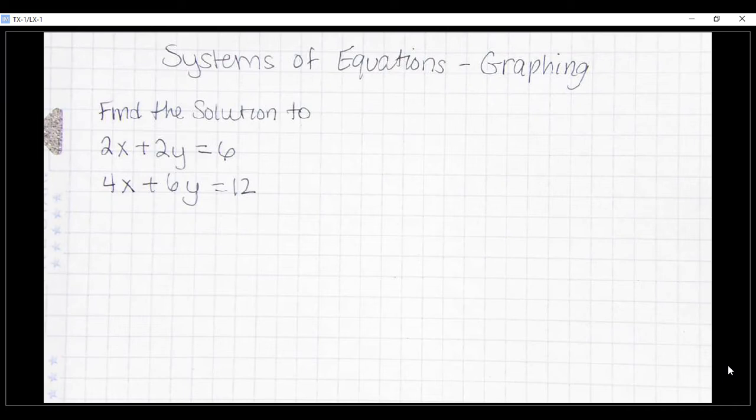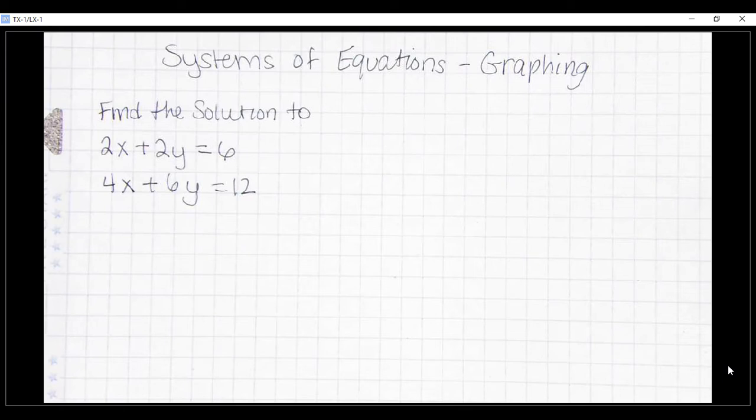What we need to do is find one value for x and one value for y that will solve both of those equations. And the strategy we're going to be using right now is graphing. We'll be using elimination and substitution in another video.